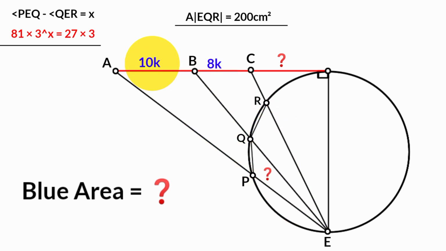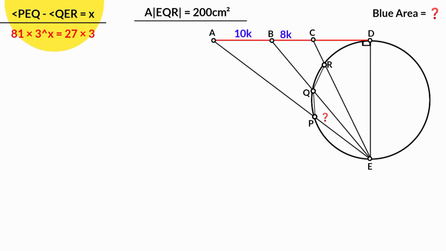We have the length of this side AB to be 10K, while this line BC is 8K. This line CD is not given. This angle here is a right angle, and here we see that angle PEQ minus angle QER equal to x. Here also we have 81 times 3 power x equal to 27 times 3. So how can we solve this?